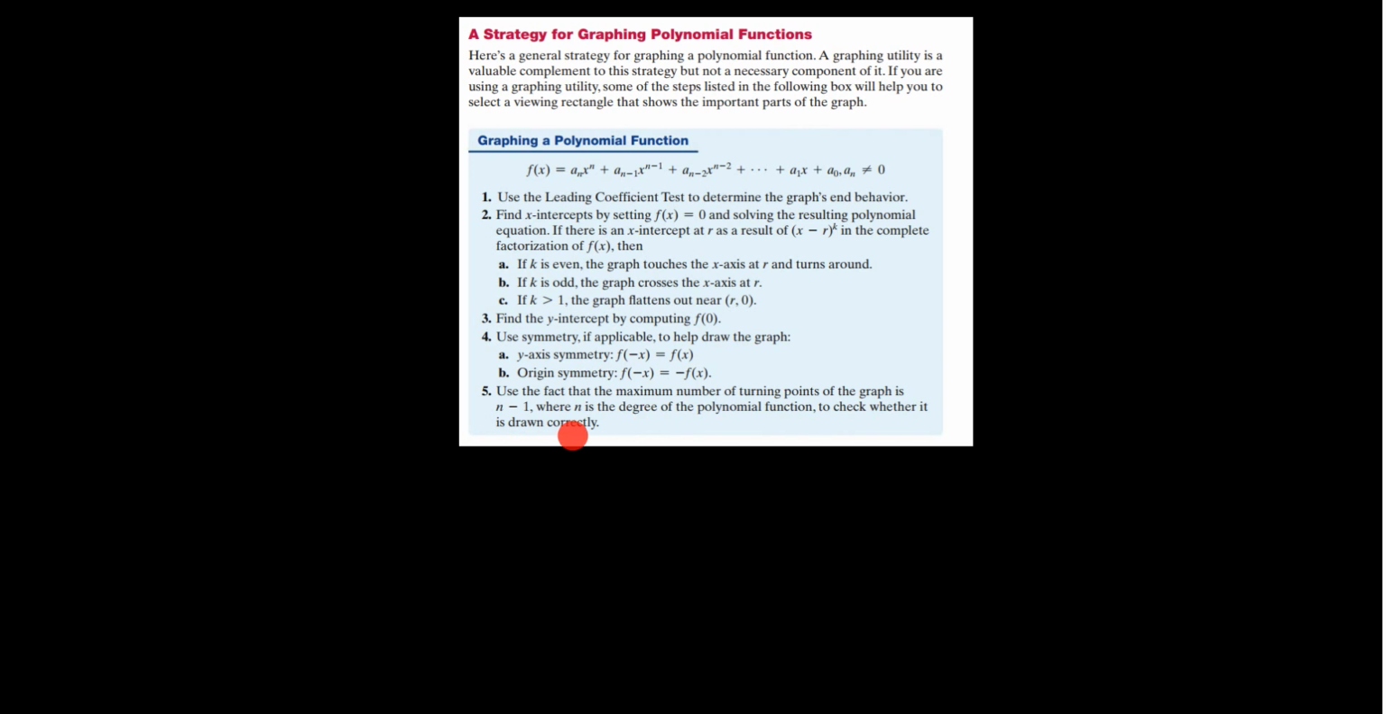And it says to check whether it is drawn correctly. And again, we have an idea of how many turning points we are allowed to have. We don't necessarily know how many turning points we will have. So that's a little ambiguous there, but it is what it is.